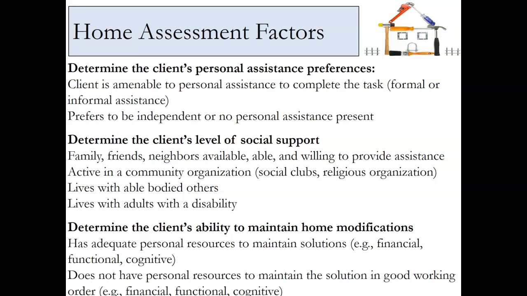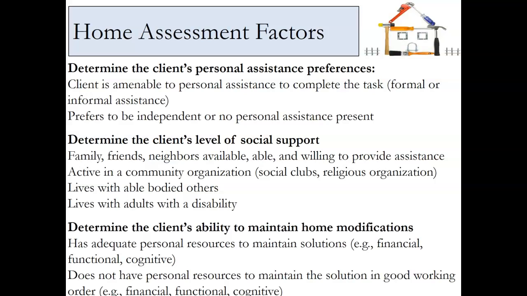Determine the client's level of social support. How much support do they have? We just talked about that. Family, maybe not family, maybe friends and neighbors can help out. In a lot of cases, that is the case. How much are they willing to help? Community organizations. A lot of times, there's community organizations willing to help. Do they live with able-bodied others? In a lot of cases, they're living with somebody that's also disabled. I can't tell you how many older couples I saw where I wasn't sure which one I was treating, my patient or her spouse. It can be very, very challenging.